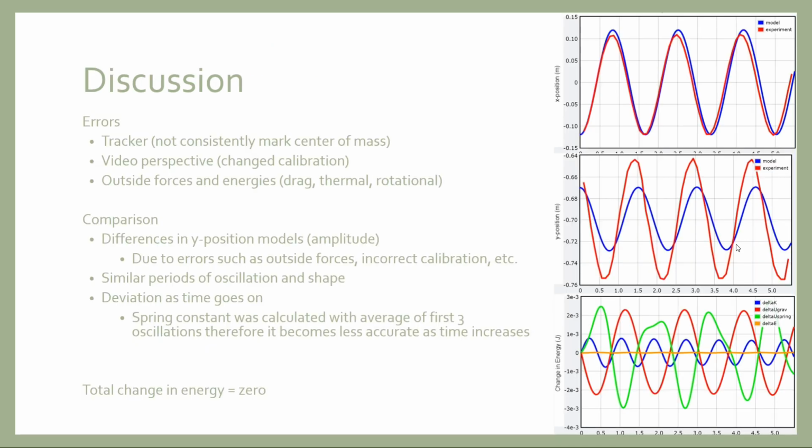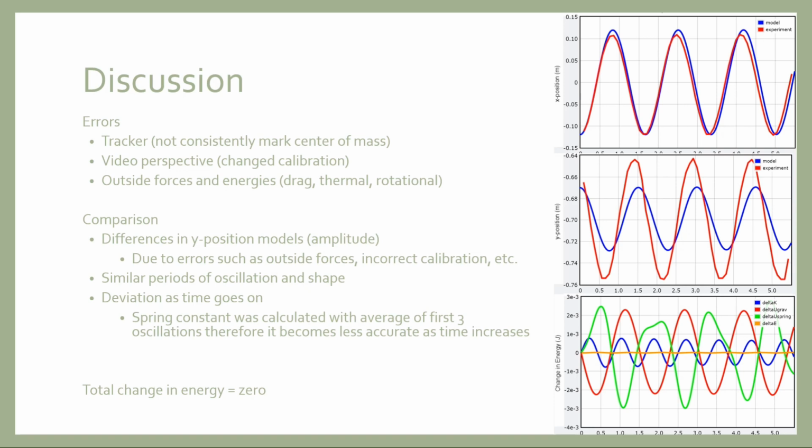There are 3 graphs produced from the GlowScript code. The top 2 graphs compare the model versus experiment with the X and Y positions. The bottom graph compares energy changes. Errors causing deviation between the model and the experiment are tracker errors from not consistently marking the center of the mass in the video, perspective differences resulting in incorrect calibration, and outside forces and energies such as drag force and thermal or rotational kinetic energy.